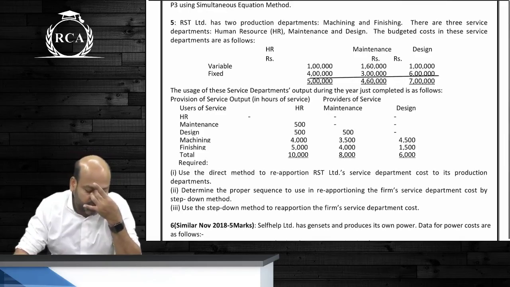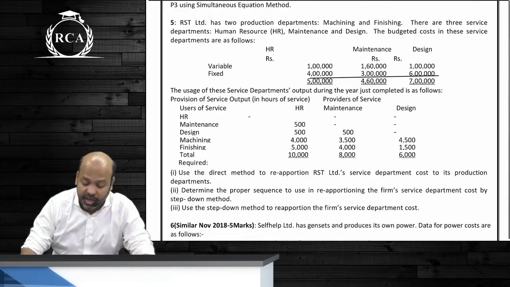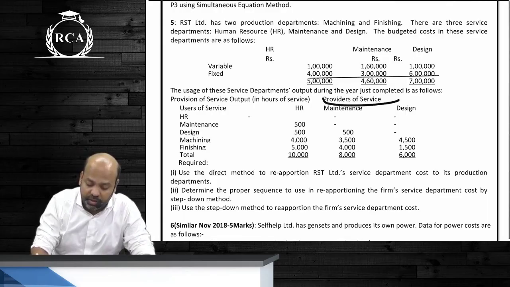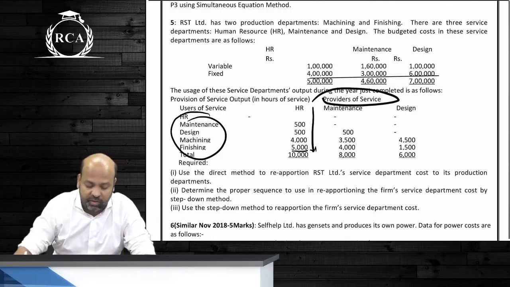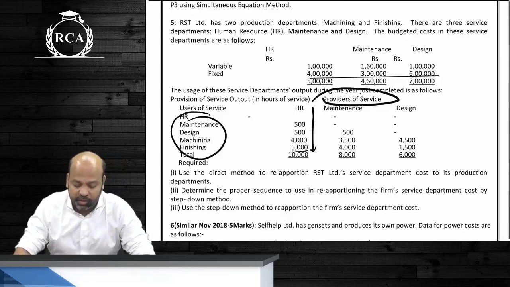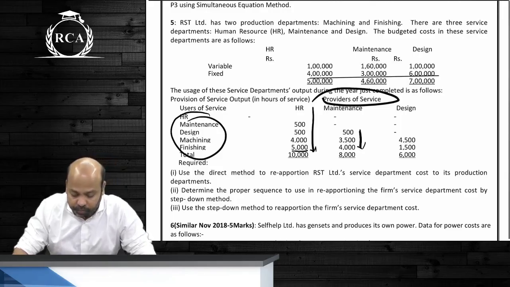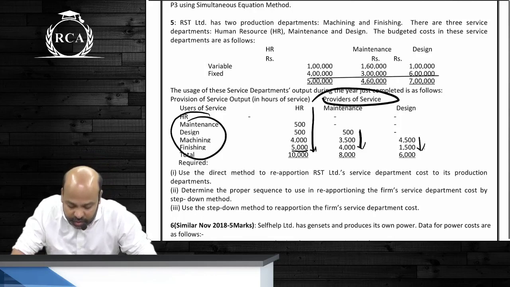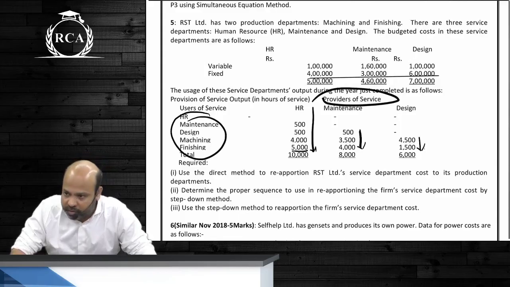The usage of these service departments' output during the year just completed is as follows. HR is rendering service. These are providers of service. These are users of service. So HR is rendering service, guys, to maintenance, design, machining and finishing. Maintenance is rendering service to design, machining and finishing. Design is rendering service, guys, to machining and finishing. Non-reciprocal step method for reapportionment of overheads.